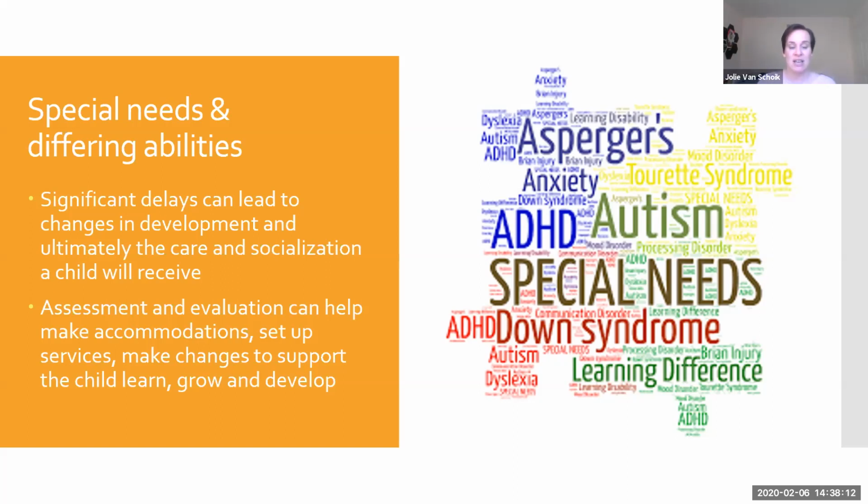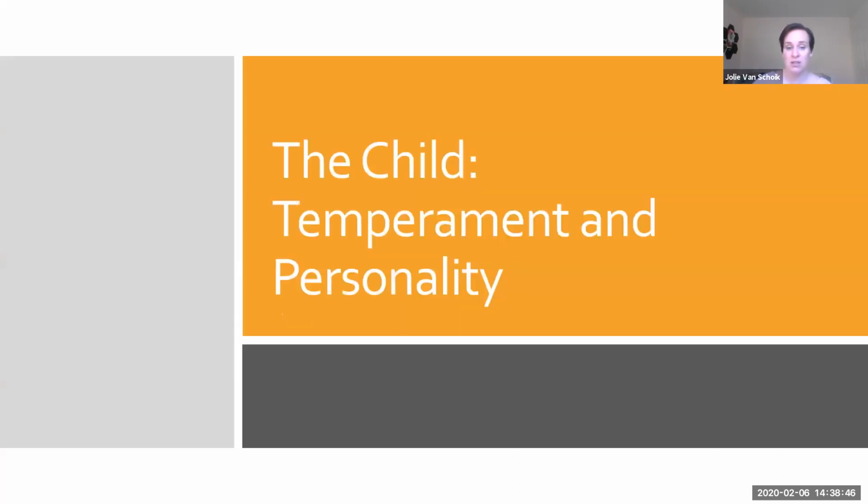In special needs and differing abilities as well, we want to set up those services, make those changes to support, because a significant delay that's not helped and supported is going to impact the education of the child, their socialization, and then as they're adults, their ability to learn and grow as well. So it's something we want to start as early as possible when a brain is more malleable. In the first 5 years of life is when most of our brain development is happening. So if we can have a lot of intervention start soon, then children can play catch up and they might not necessarily need help as adults.